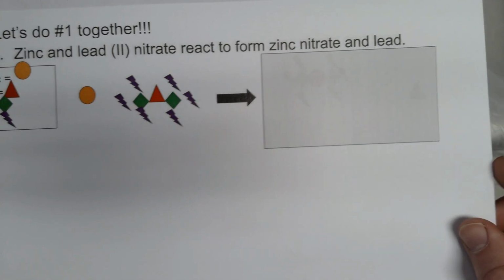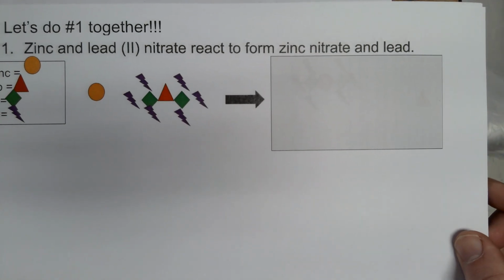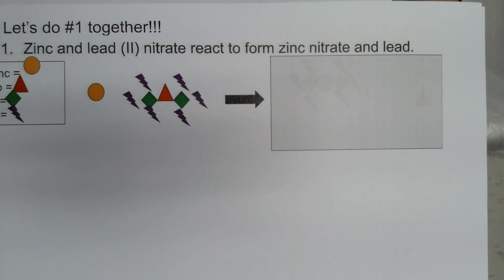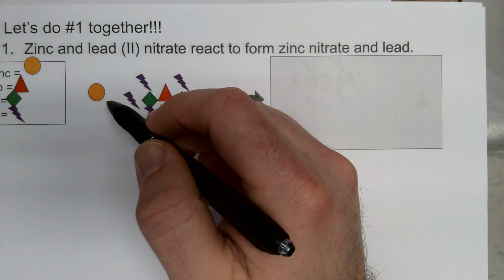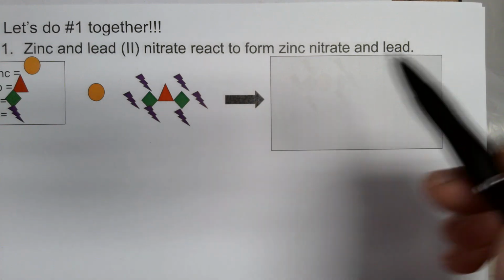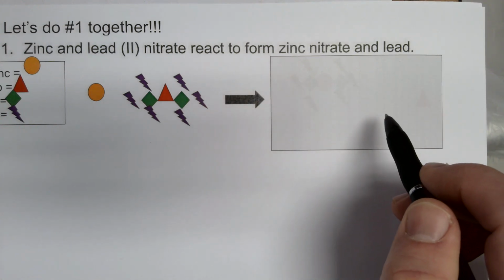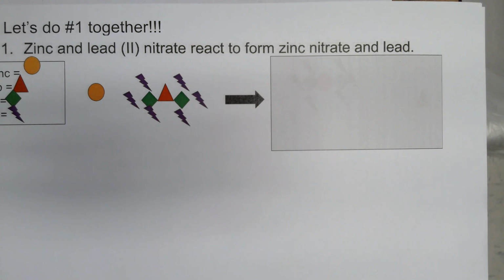So looking at question number 1, our goal is to balance, to make sure I have the same amount of atoms on one side of my reaction as I do on the other side of my reaction. Before we get too far in, I want to actually count out our elements here.